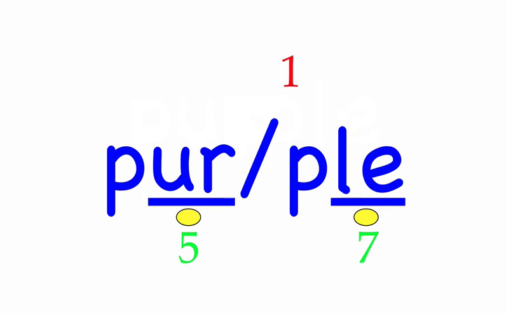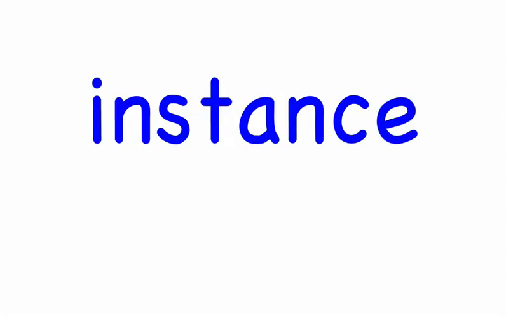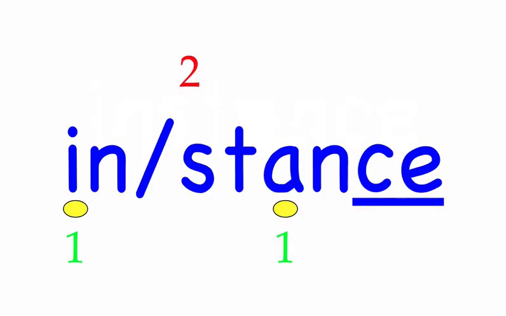Row 7, instance. Instance. In this instance, I agree with you. Instance. For spelling, pronounce the word instance. In has 2 sounds. I, n. Stance has 5 sounds. S, t, a, n, s. Instance. Mark the word. Instance.